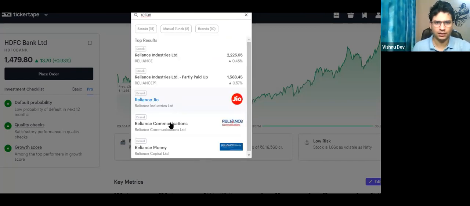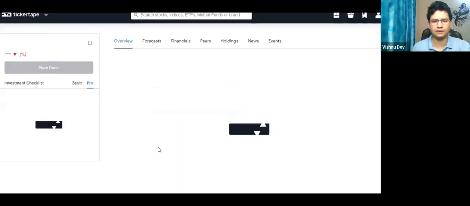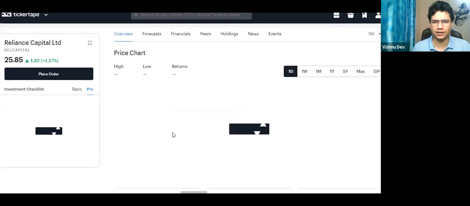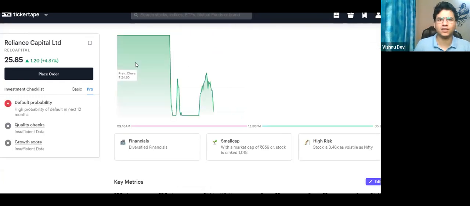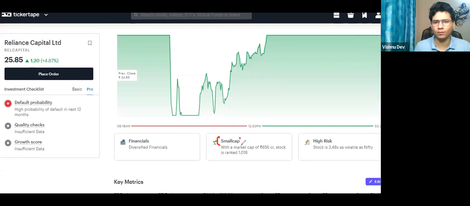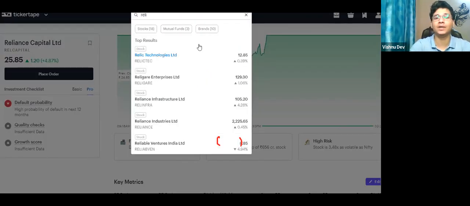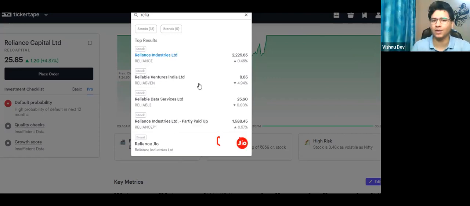See, wait, Reliance Money. Let us see this Reliance Money, one company. Now see, this is which company now? Tell me. This is a small cap company now, right? But once upon a time, it was mid cap or large cap. For example, Reliance Communication. So this was the big company which actually revolutionized the communication in India.